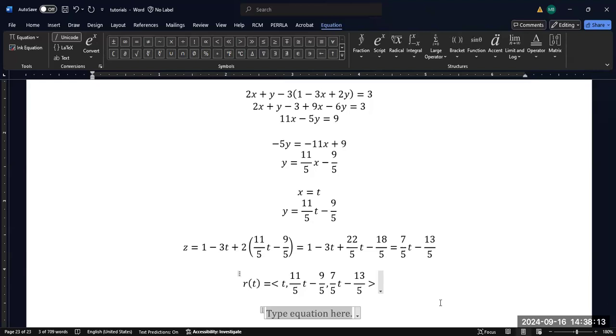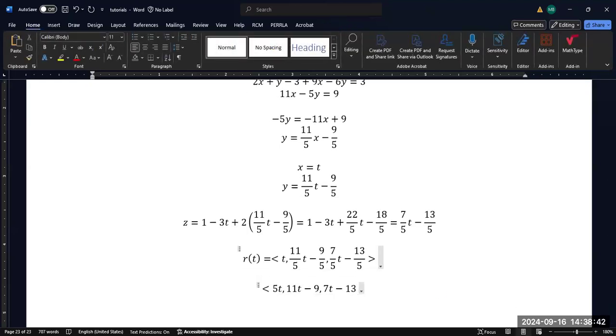And if I want, I can multiply everything by 5. Again, pointing in the same direction, it's going through the same points. I'm essentially just swapping out the parameter t for 5s. So multiplying everything by 5, I get 5t, and then 11t minus 9, and then 7t minus 13. And so that will be a line that represents the intersection of those planes. It's a vector in 3 space.